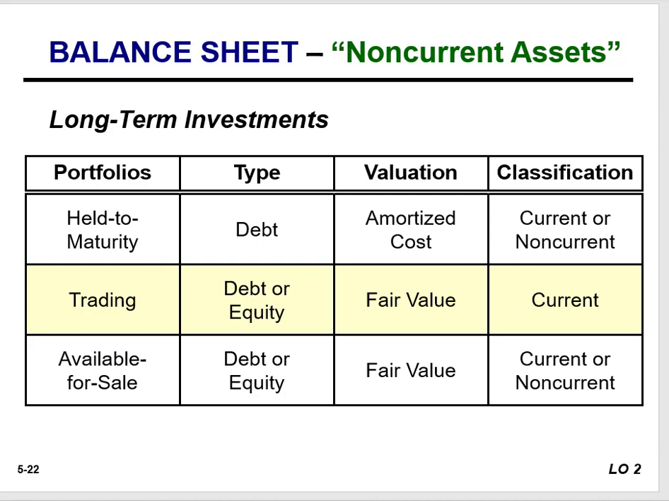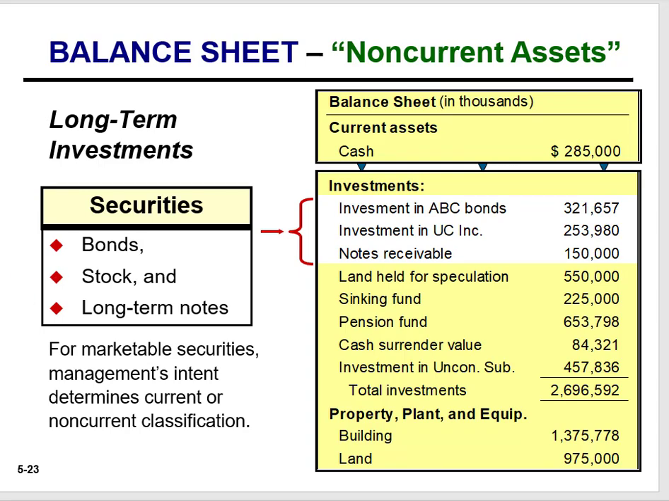Here you have a table for long-term investments: portfolio type, valuation, and classification. Held to maturity, trading, available for sale, the different valuations, amortized cost, fair value, and it can be current and non-current. Non-current assets, long-term investments, securities, which are bonds, stock, and long-term notes, are shown in this section of the balance sheet. For marketable securities, management's intent determines current or non-current classification. So this is the non-current section, and here you have your investments and your notes receivable, the non-current portion.